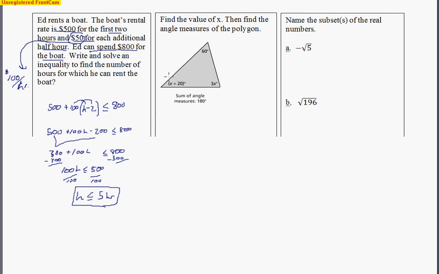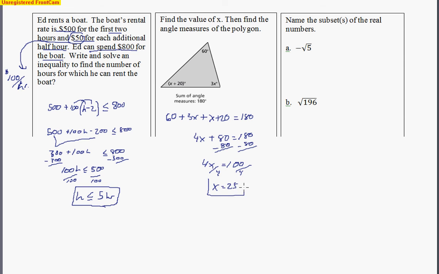So looking at this one, we are asked to find the value of x, then find the angle measures of the polygon. So the way we do that is just take the angles, 60 plus 3x plus x plus 20. We add them together, and they should equal 180 for any triangle. So I do some work there. 60 and 20 gives me 80, and then 3x and x give me 4x. This all equals 180. So I subtract the 80 from both sides, and I'm left with 4x equals 100. So I divide by the 4, and I get x is 25.